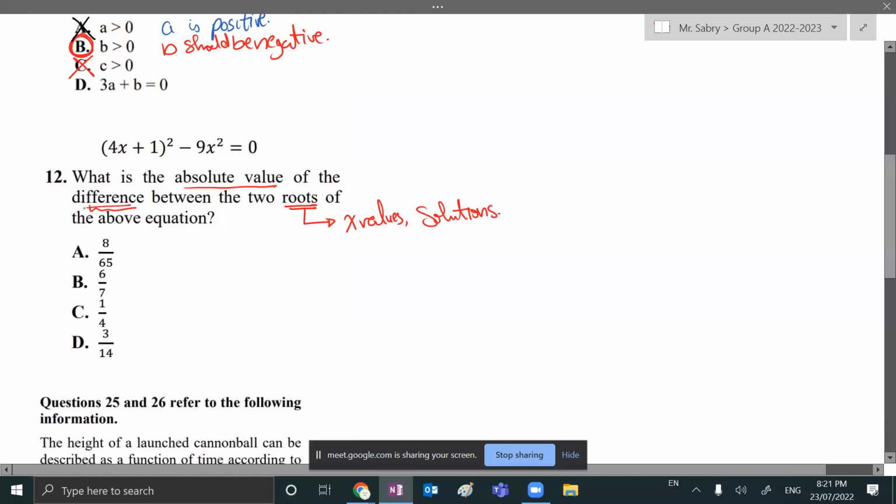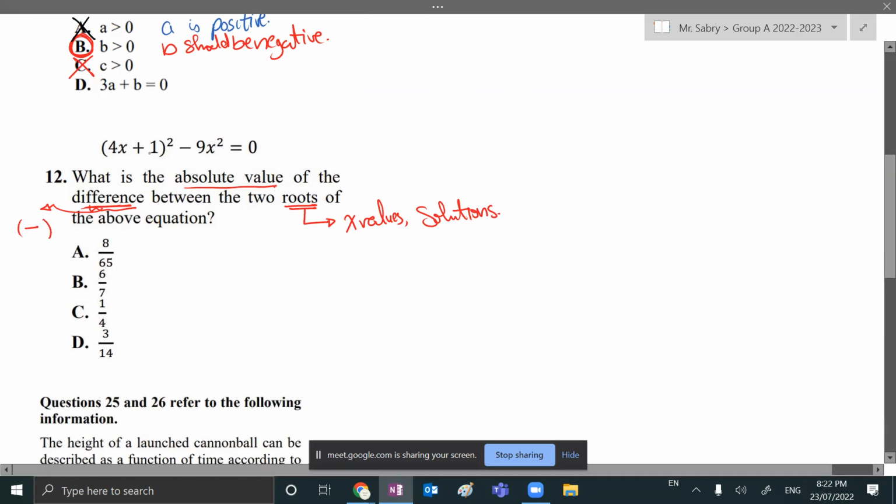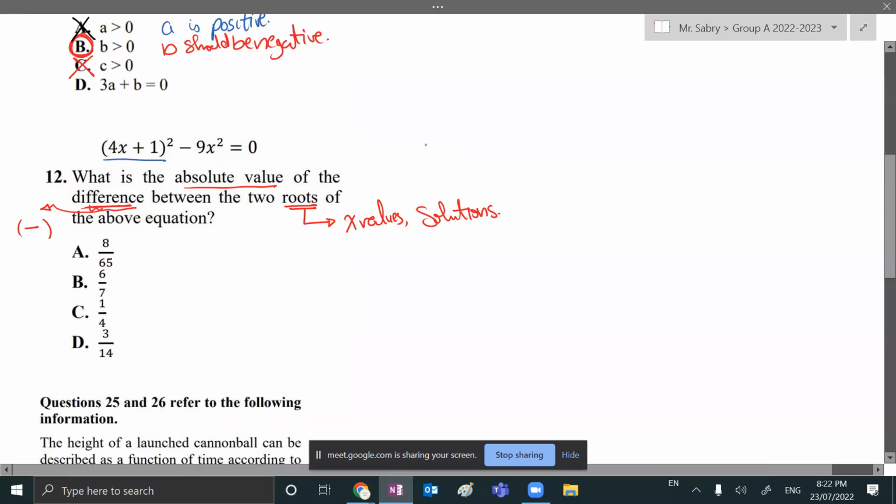So what does the word difference mean in math? Difference means minus. We're subtracting. So we need the two roots and we need to subtract them from each other. That's what we're mainly looking for. But then we need the absolute value of this answer. So we don't care whether it's positive or negative, we just want to subtract them and that's all. What do we do here? We need to first of all expand this bracket.